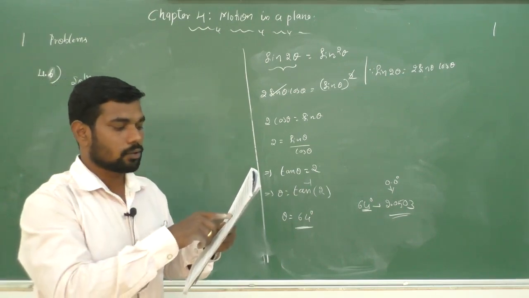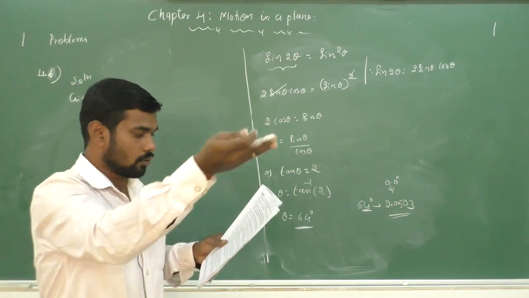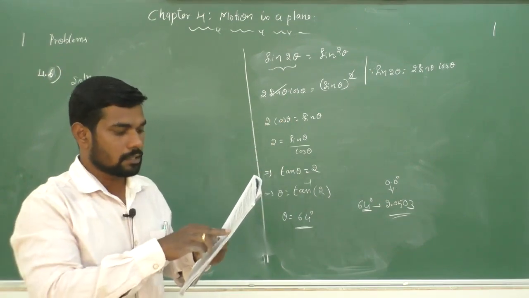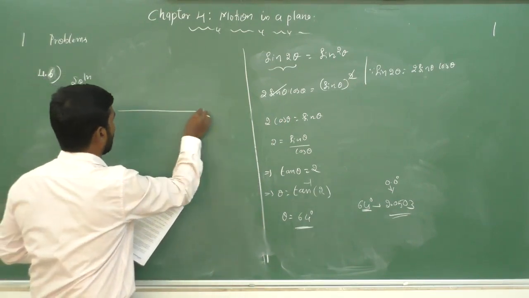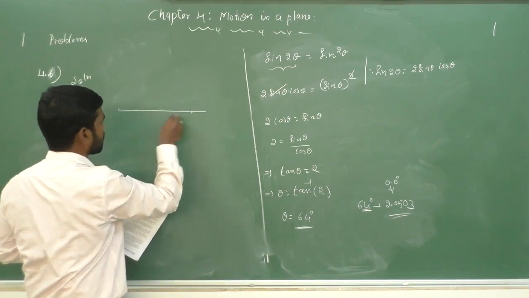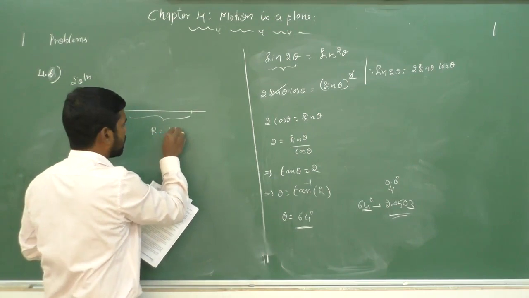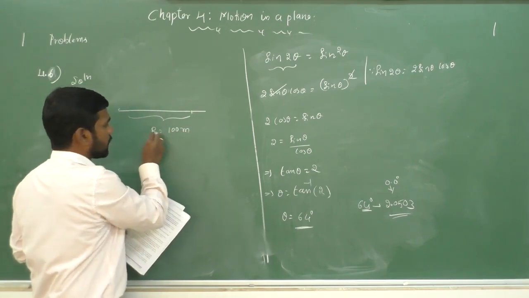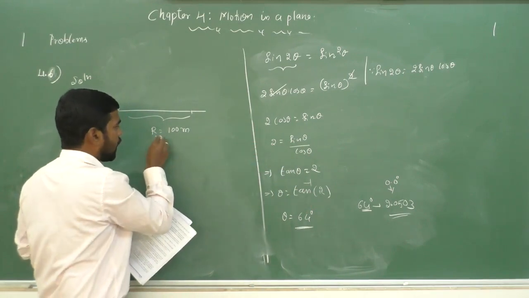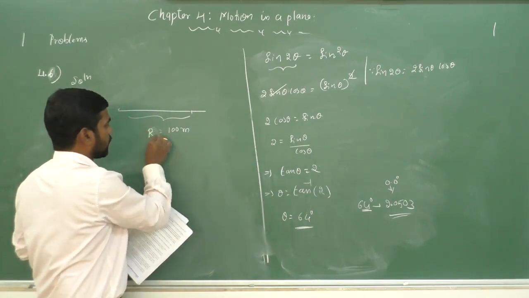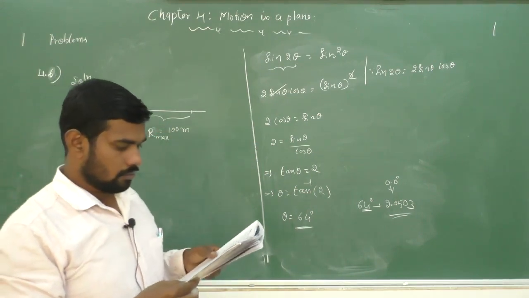A cricketer can throw a ball to a maximum distance. One cricketer is there, he threw a ball to a maximum distance of 100 meter. That one is R, we can say. R is equal to 100 meter. So here the maximum distance, that one is maximum range, R max, which is given as 100 meter.